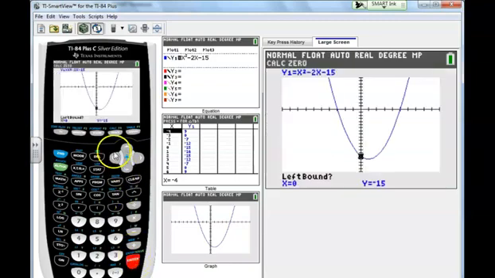If we click the zeros, we are asked left bound. We will need to move our cursor to the left of the x-intercept. Press enter. We'll then move it to the right. It'll say right bound. Press enter. It'll say guess, and we press enter again. Therefore, we can see that using this strategy, negative 3, 0 is indeed an x-intercept. We can also do the same thing on the right side.